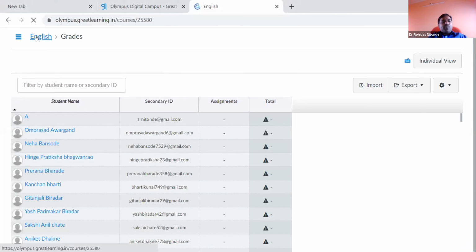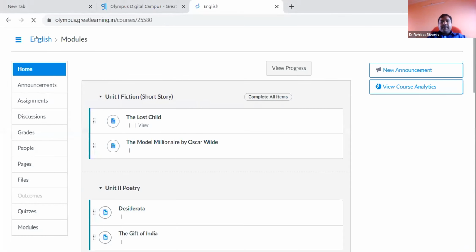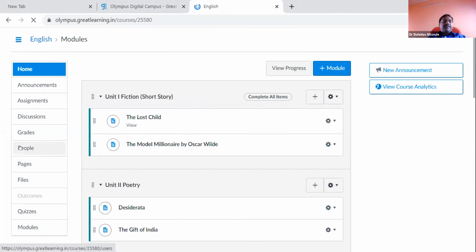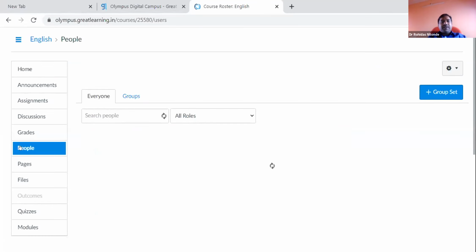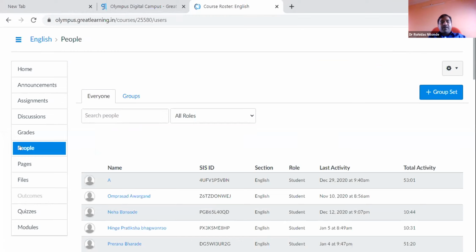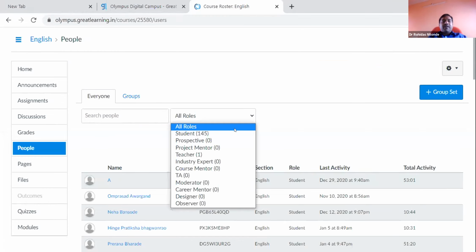So let us go back, and you will find here, after the grades, there are people. And who are these people? People are nothing but those who are there in our class. If you see, there are 145 students so far who have joined our Great Learning app from BCom second year. The rest of the students are yet to join the class.